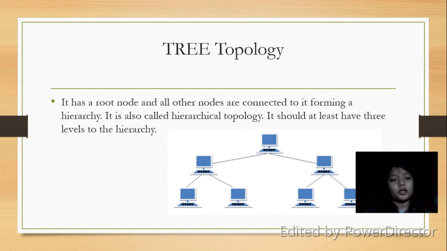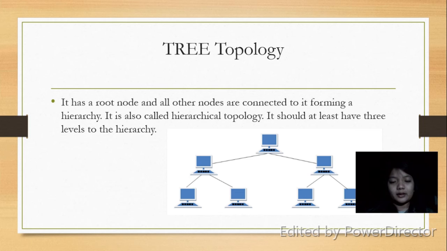Then the tree topology. It has a root node and all other nodes are connected to it, forming a hierarchy. It is also called hierarchical topology. It should have at least three levels in the hierarchy. So they need to have three levels.